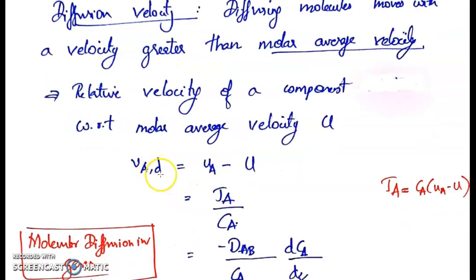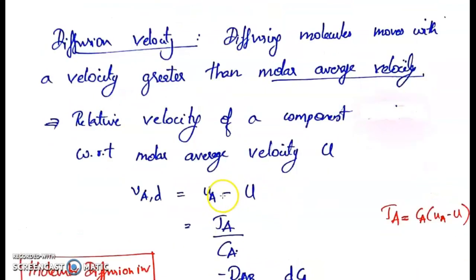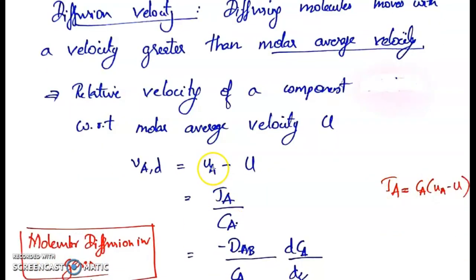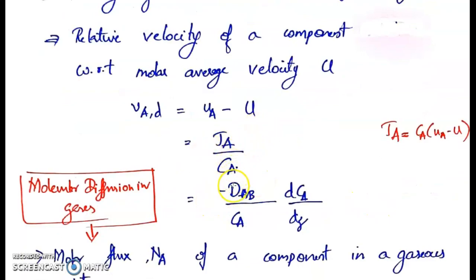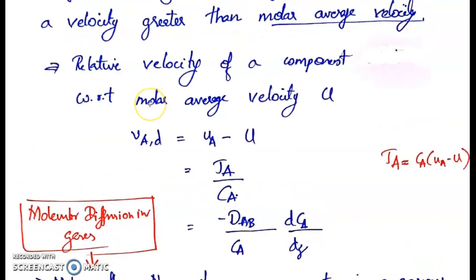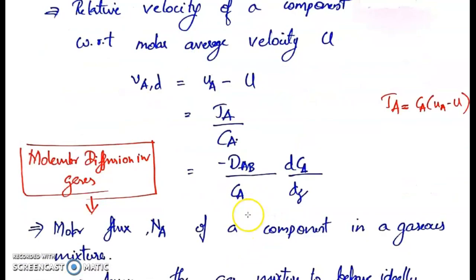So VAD, that is how we represent diffusion velocity, is equal to UA minus U. But we know JA, molar flux, is equal to CA into UA minus U. We discussed this in the last class. So from this I can say UA minus U is equal to JA by CA. And what is JA? Minus DAB into dCA by dZ. So VAD, relative velocity or diffusion velocity, is equal to minus DAB by CA into dCA by dZ.